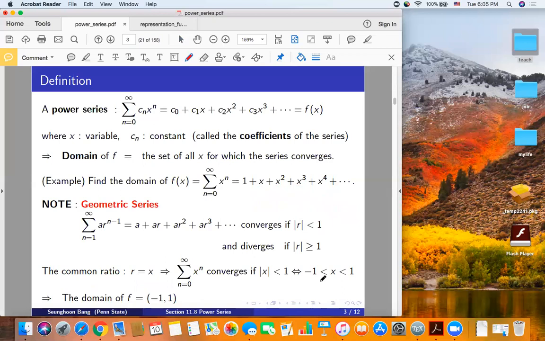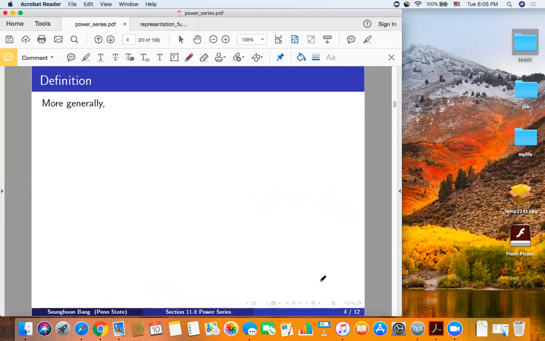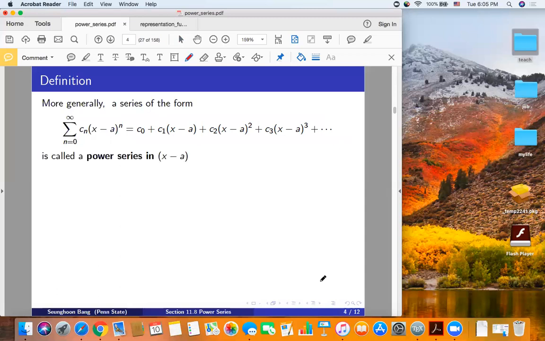The next one. More generally, a series of the form summation from n equal to 0 to infinity of Cn times x minus a to the power n, whose expanded form is C0 plus C1 times x minus a plus C2 times x minus a squared plus C3 times x minus a cubed and so on, is called a power series in x minus a, or a power series centered at a, or a power series about a. We call it the general form of a power series.